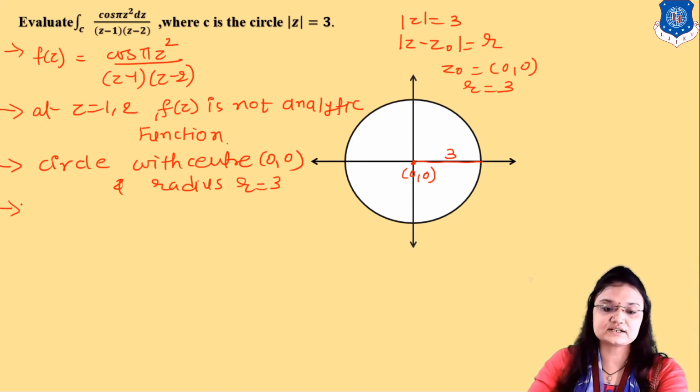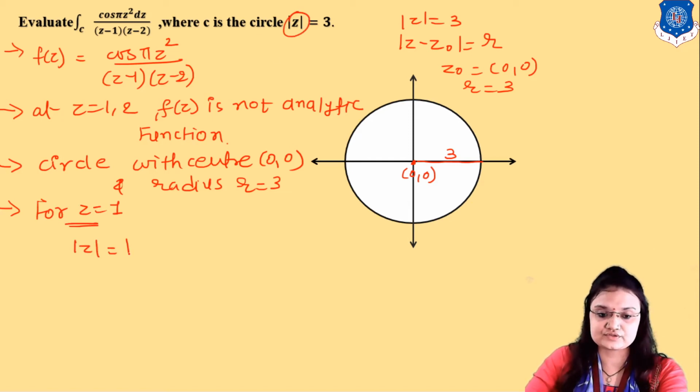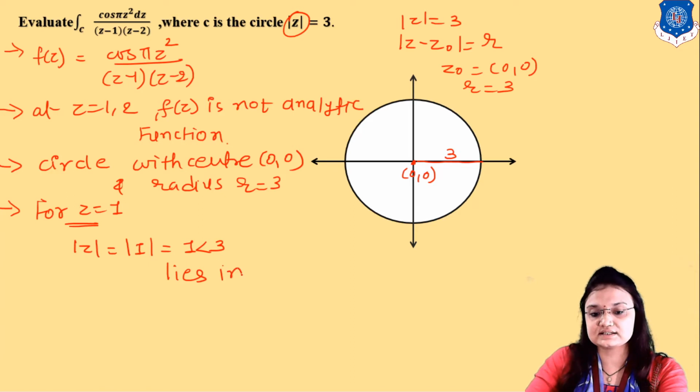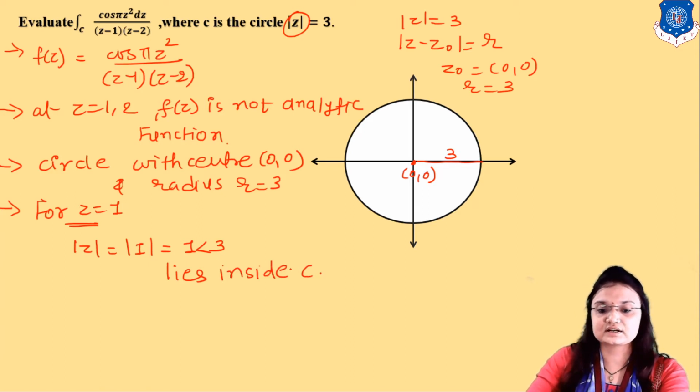But first of all, let us check whether z equal to 1 and 2, both points for which our function is not analytic, lie inside the circle C or outside the circle C. So for z equal to 1, put z equal to 1 over here. We will get modulus of z equal to 1, which is less than 3. So we can say that this lies inside the circle C.